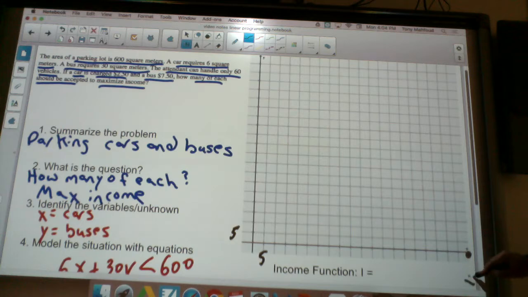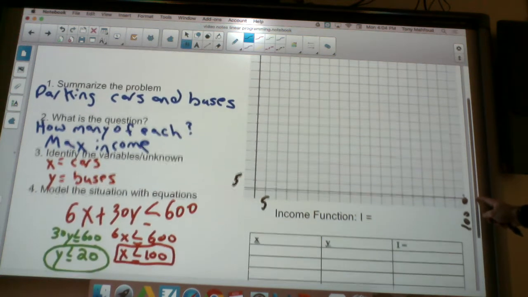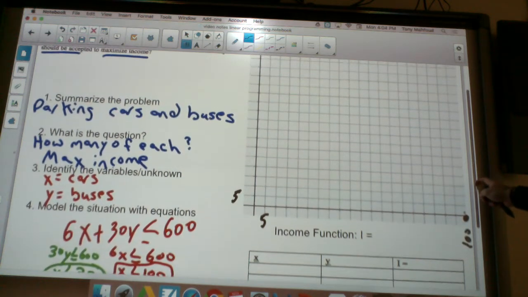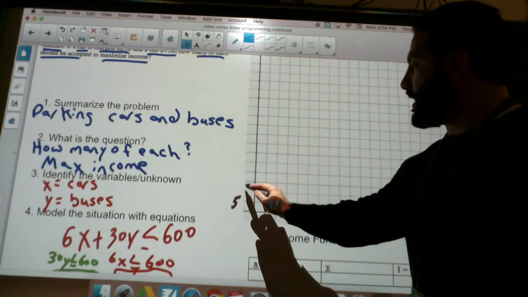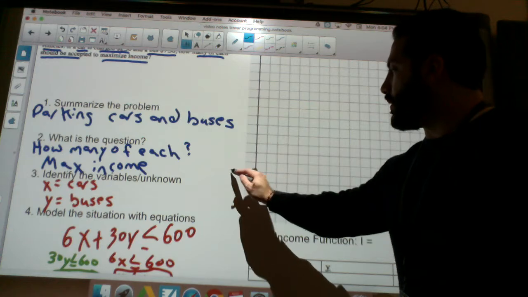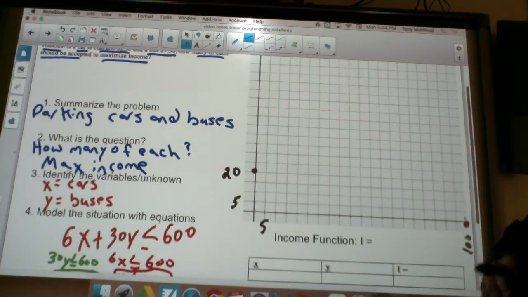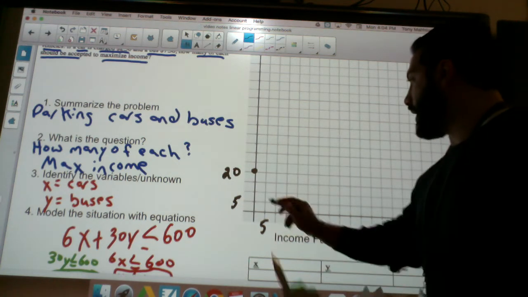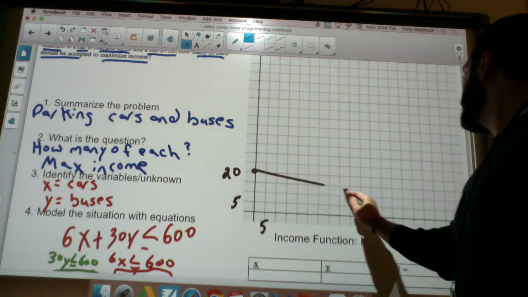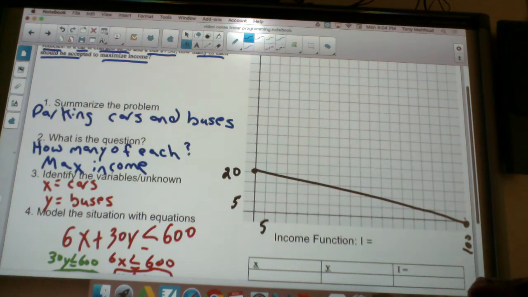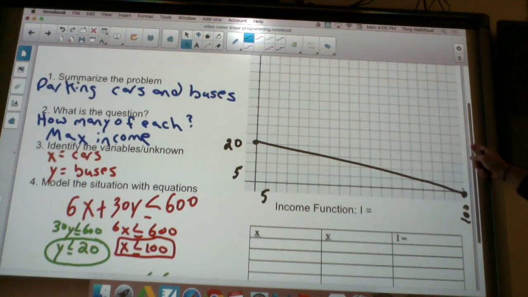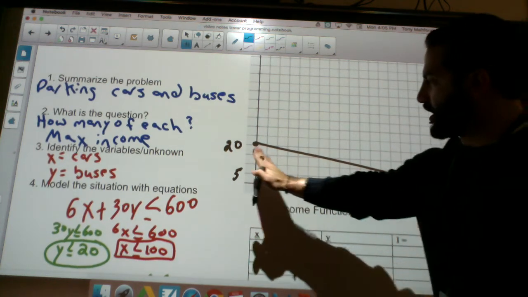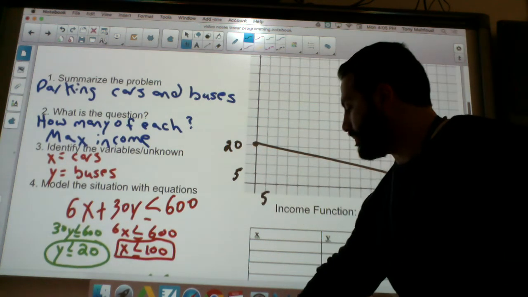Because one of our points has 100. So we're looking at 100, and then the other point is 20. So 5, 10, 15, 20. That's going to be our first inequality. We can go ahead and draw that line. And we're looking at y is less than or equal to 20. So we're looking at this shaded area right over here.